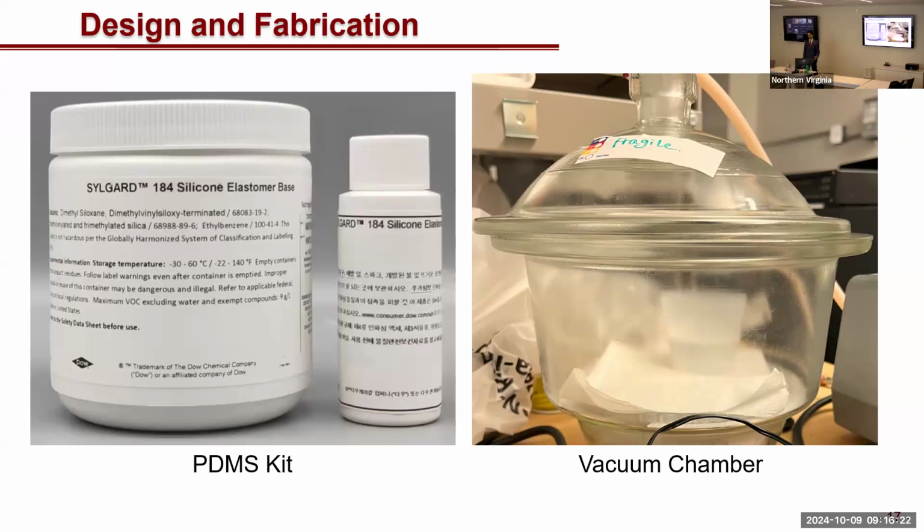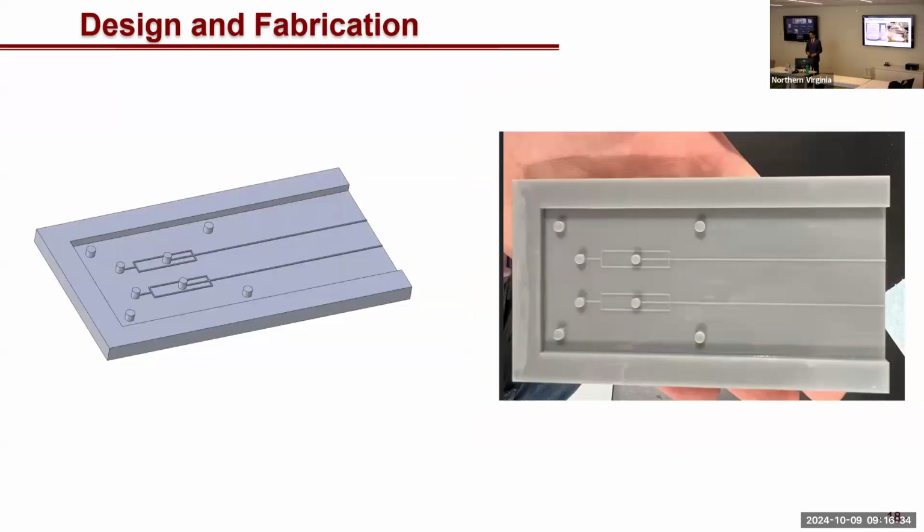it goes through a curing process. So you add this curing agent and you mix it up. And in that mixing process, bubbles are entrained within the PDMS material. And so you remove those by putting it into a vacuum chamber. Once the bubbles are removed, you pour it into a mold.